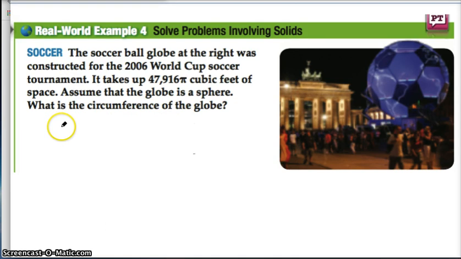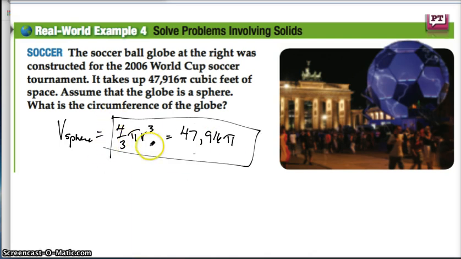Okay, so let's go ahead. We know that the volume of a sphere, that's the one I want, is going to be equal to 4/3 pi r cubed. And in this case, this is the volume, 47,916 times pi. If I'm going to look for the circumference of the globe, which is the circumference of the great circle, I need to find r.